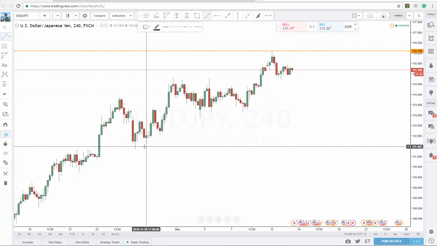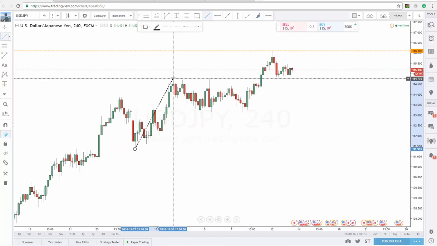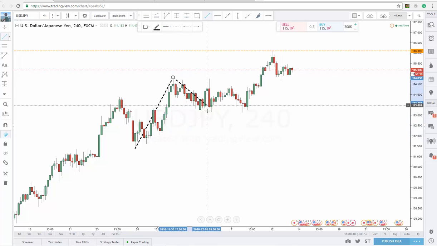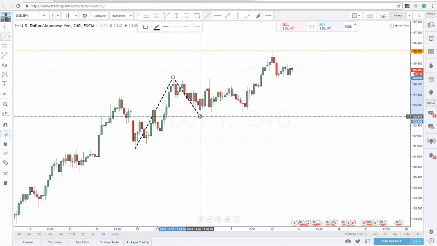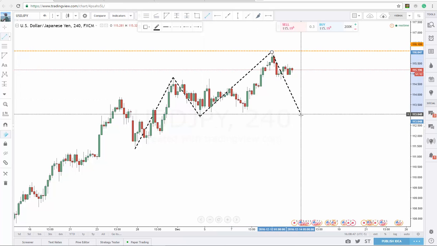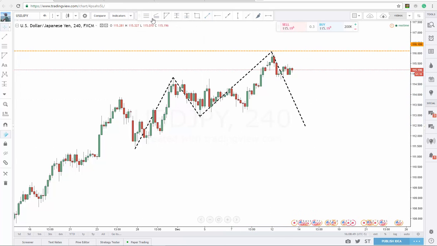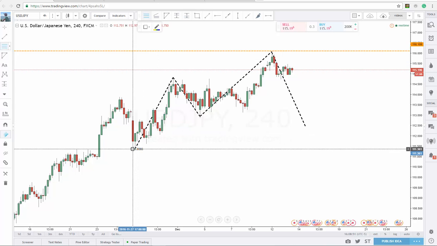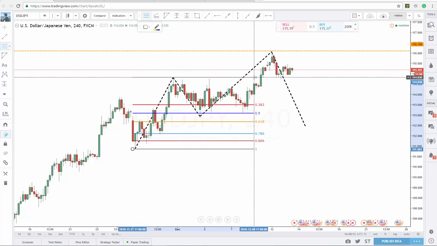If I label my impulse leg here, X to A, make this a bit larger, A to B, B to C, and our CD completion is going to be down here. What we're looking for is from A up to B, a 382 retracement, and that's my red line. As you can see, we touched that 382 pretty easily on our first retracement.